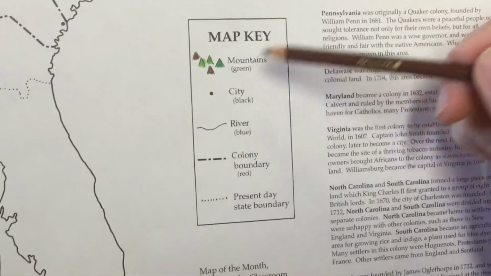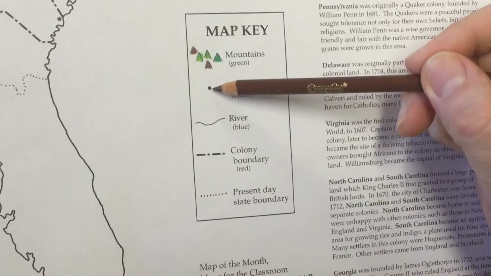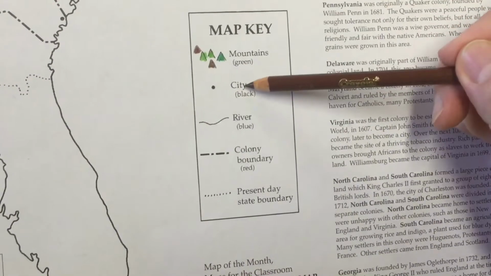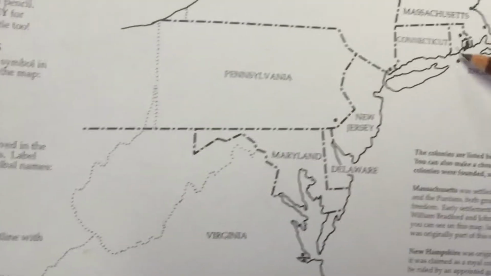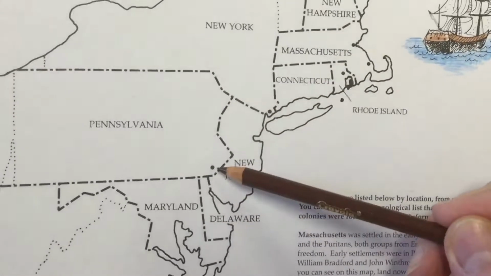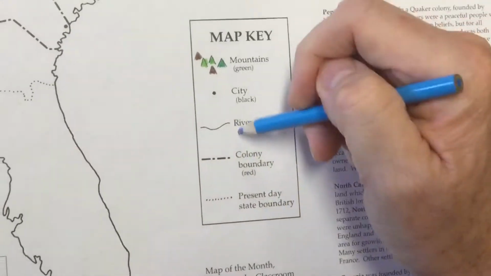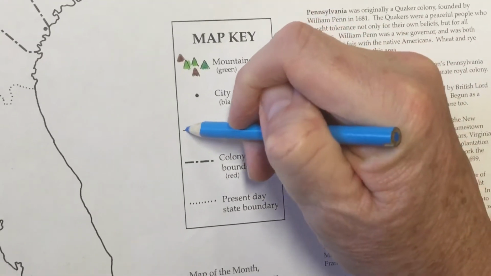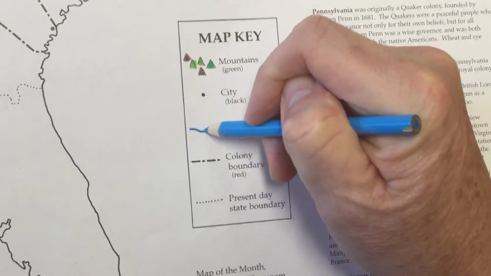Okay, the next symbol really doesn't have anything to be done to it. It's just a black dot for the cities, some of the big cities. And you can see those appear throughout the map right now. We're going to be labeling them eventually. Okay, the next one is a river, and that's just easy to put a little blue over that. We'll be using blue for the ocean as well.